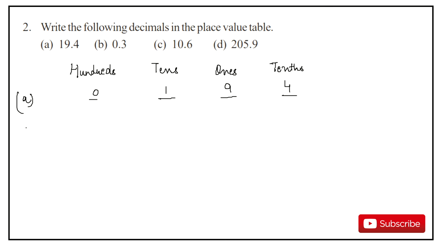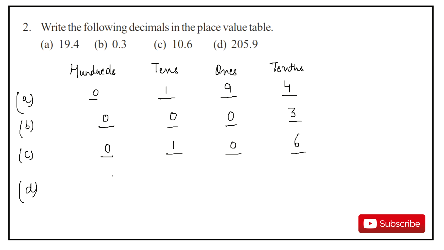Clear? Coming to the B part, 0.3. That is 0.3 means tenths. So no tens and no hundreds. Coming to the C part, 10.6. So that is 1 tens, 0 ones, 6 tenths. Again, there is no hundreds here. Coming to the D part, 205.9, that is 2 in hundreds, 0 in tens, 5 in ones, and 9 in tenths. Right? I hope everybody is very well clear about how we are arranging these numbers.